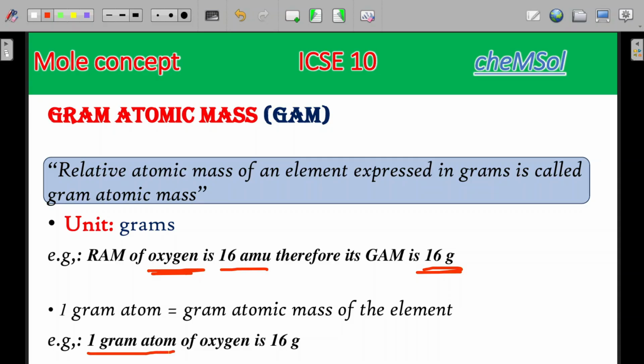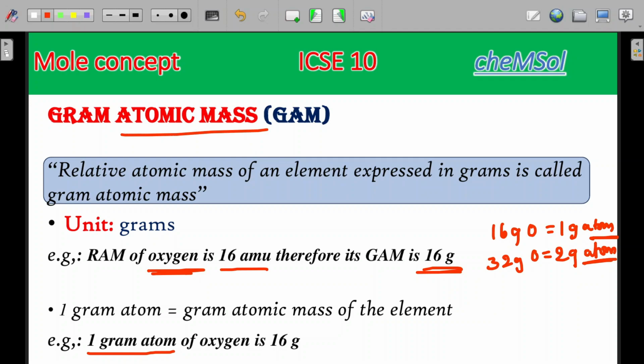So what is 1 gram atom? It is equal to the gram atomic mass of that particular atom. So here oxygen's gram atomic mass is 16 gram. So 16 gram of oxygen is 1 gram atom of oxygen. Now if they ask you what is 2 gram atom of oxygen, you multiply it by 2, right? 16 into 2, 32 gram of oxygen atom. That will be 2 gram atoms. So whenever atom comes here, you have to take the atomic mass. If a molecule comes, you have to take the molecular mass.